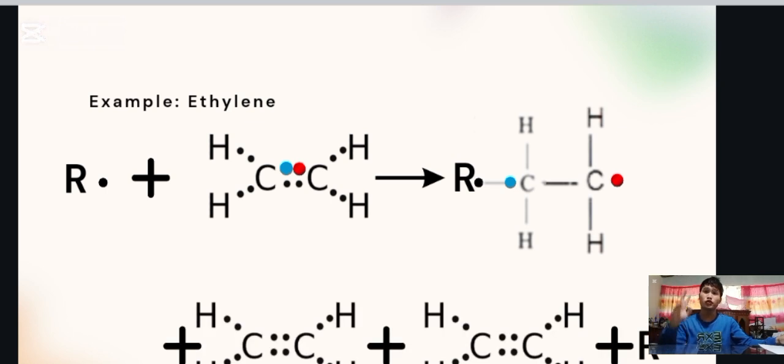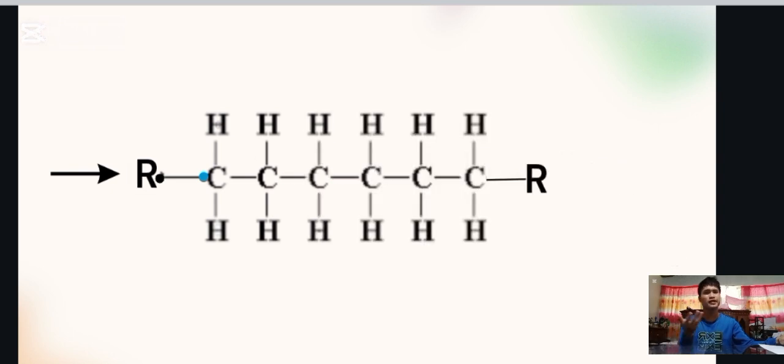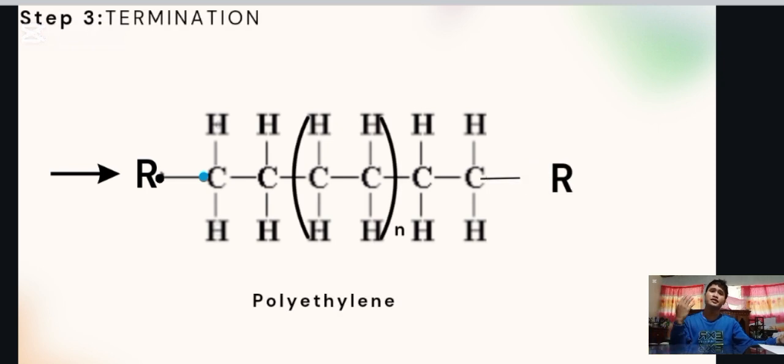But if we add two ethylene molecules and one radical, it will stop the long chain, or it will be terminated. In addition polymerization, termination is like hitting the pause button on a chain reaction. It's the process that stops the growth of polymer chains, which are formed by repeatedly adding monomers to a growing chain.